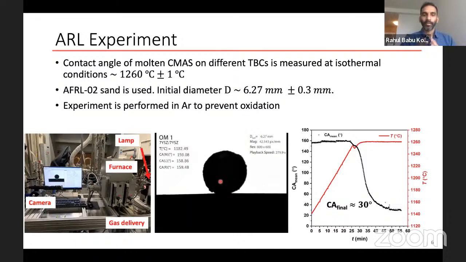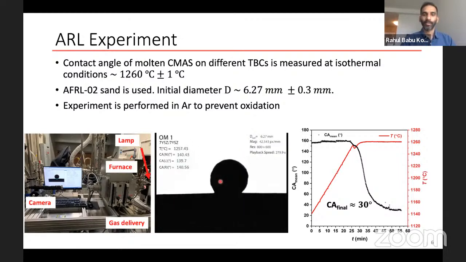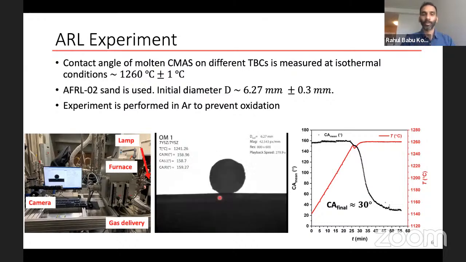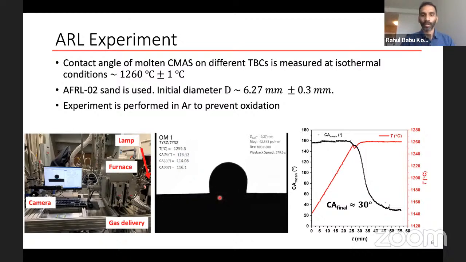Let the movie play again, and you can see it has a very shallow contact angle, and this is very characteristic of molten CMAS on thermal barrier coatings, and this has been observed by various other research groups.